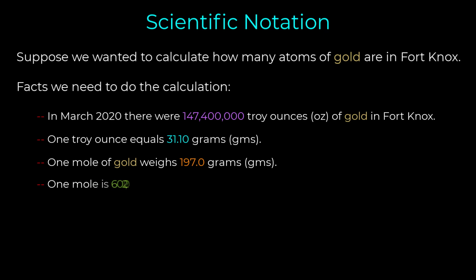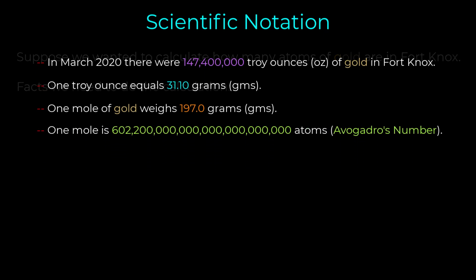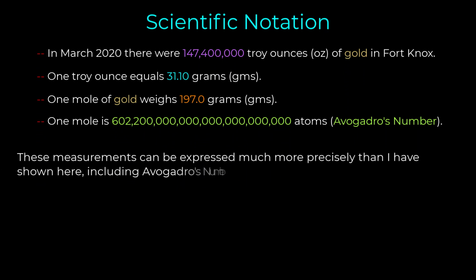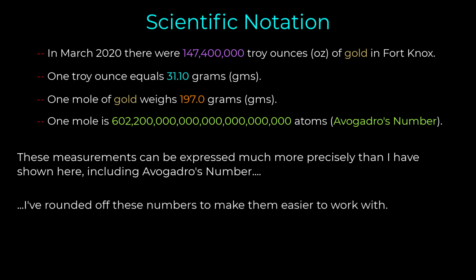And of course, we need Avogadro's number, which gives us the number of atoms in a mole. These measurements can be expressed much more precisely than I have shown here, including Avogadro's number. But since we're not interested in being extremely precise, I've rounded off these numbers to make them easier to work with. Let's build this equation.